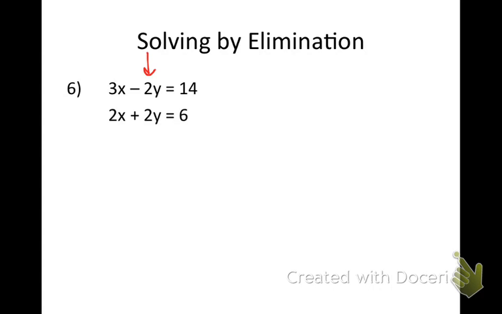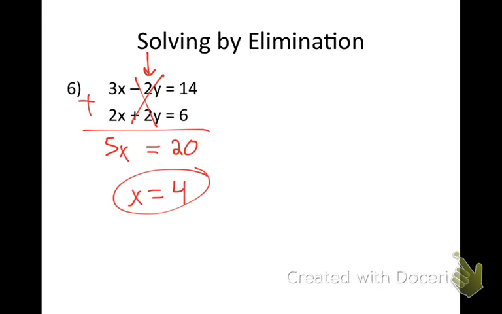The y's. So I eliminate my y's. And I add down. 3x plus 2x is 5x. 14 plus 6 is 20, so I have 5x equals 20, so x equals 4. Where am I going to plug that one into now? Top or bottom equation? I would go bottom. So I have 2 times 4 plus 2y equals 6.